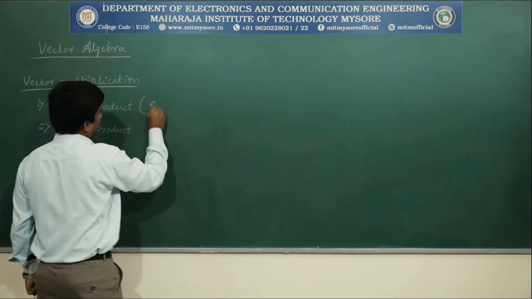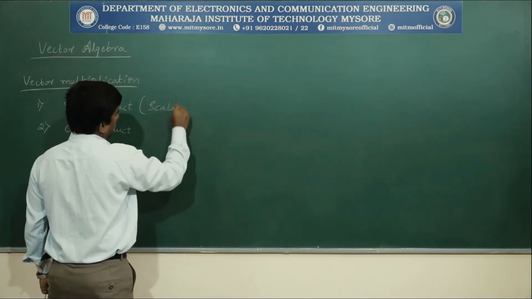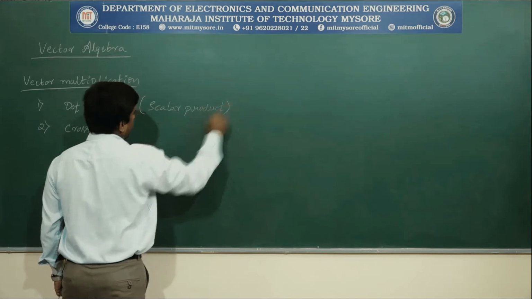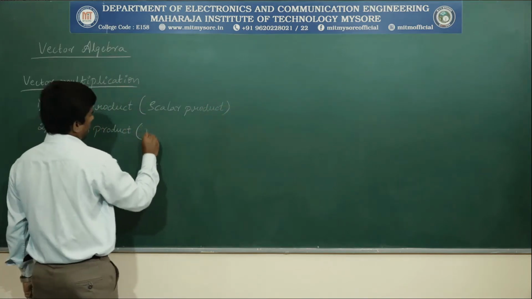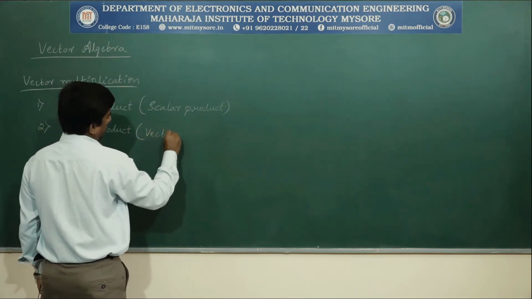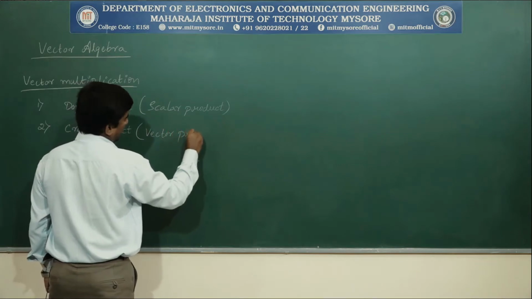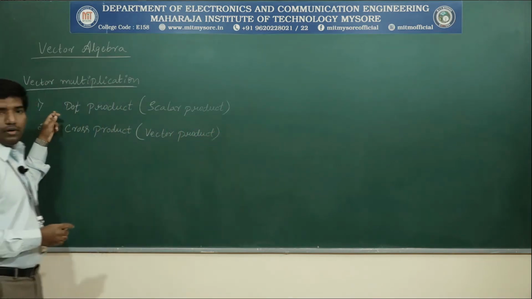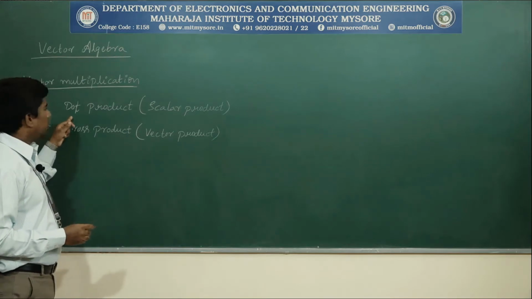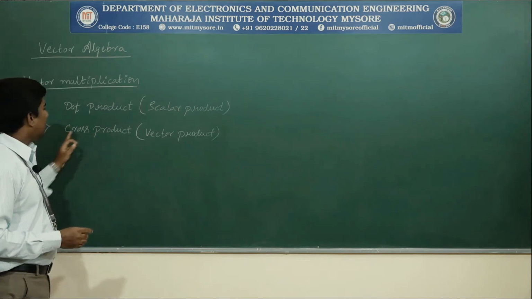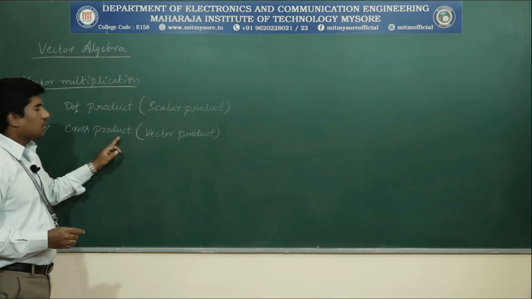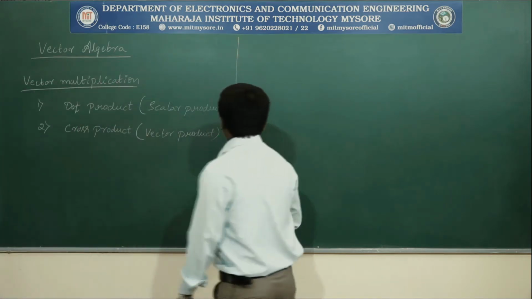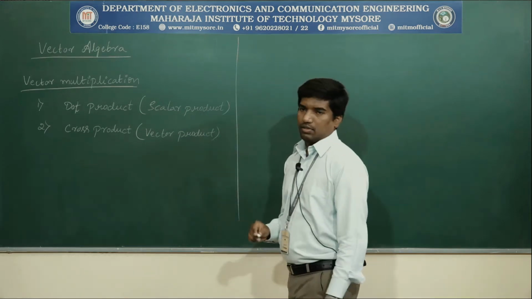Dot product is also called the scalar product. The second one is the vector product. So we can perform vector multiplication in two ways: one is the dot product and another is the cross product. Got it? Now let us move on to the dot product between two vectors.